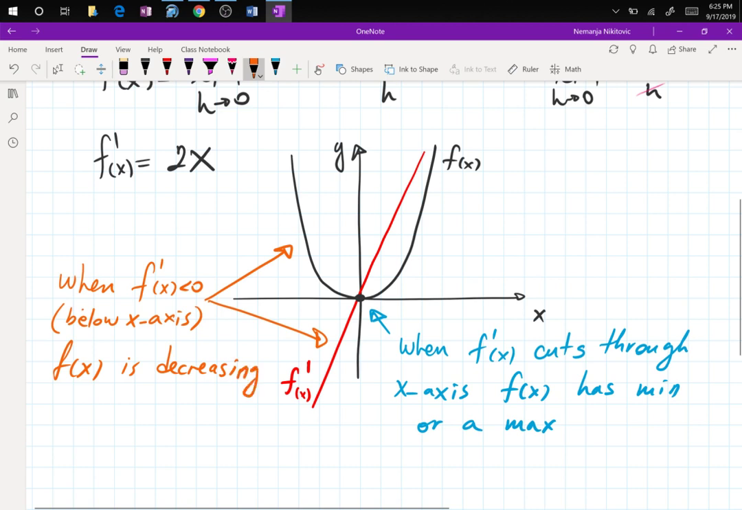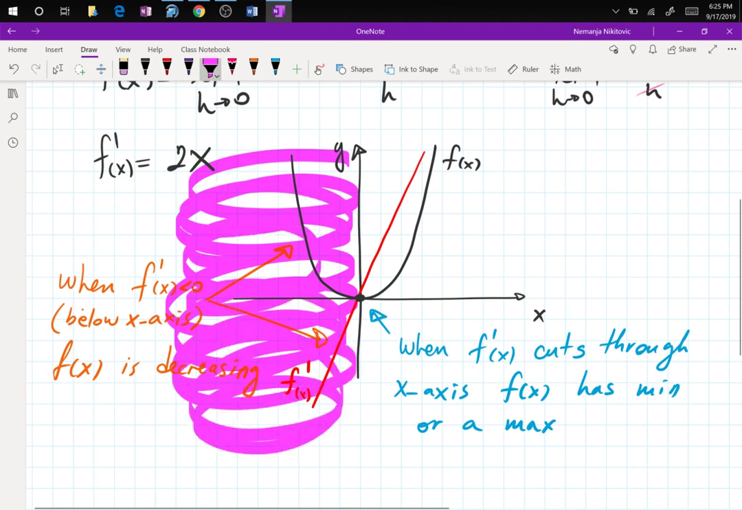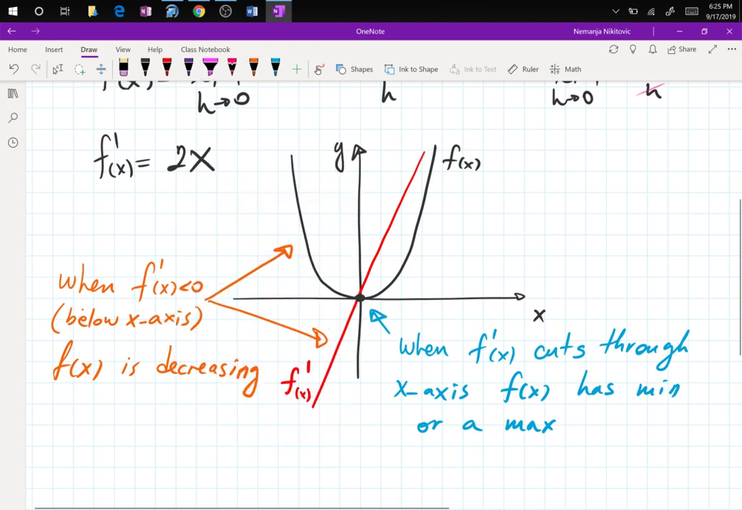Do we all see that the black line, f of x, is decreasing on the same interval where the red line is below the x-axis? We all see that, right? Which is to the left of the y-axis. So in this region here, I'm going to erase this. When I remove it, what you are going to see is the black line is decreasing, the red line is below the x-axis. So if the derivative is negative, the f of x is decreasing.